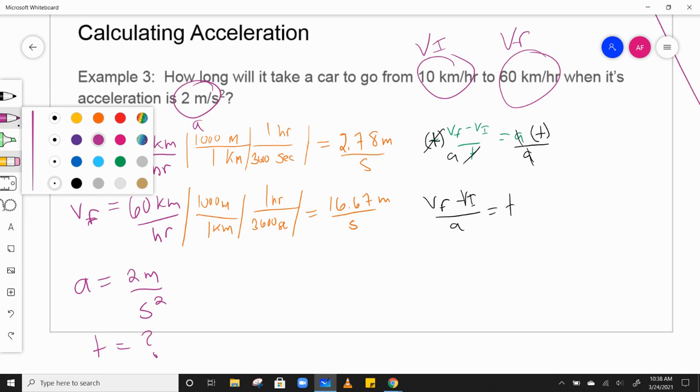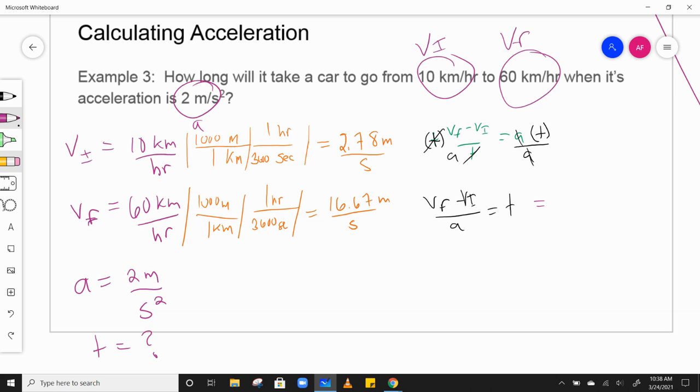Okay, if we use those numbers we got before, we have 16.67 minus 2.78 divided by 2 meters per second squared. And we get the time to be roughly 6.95 seconds.